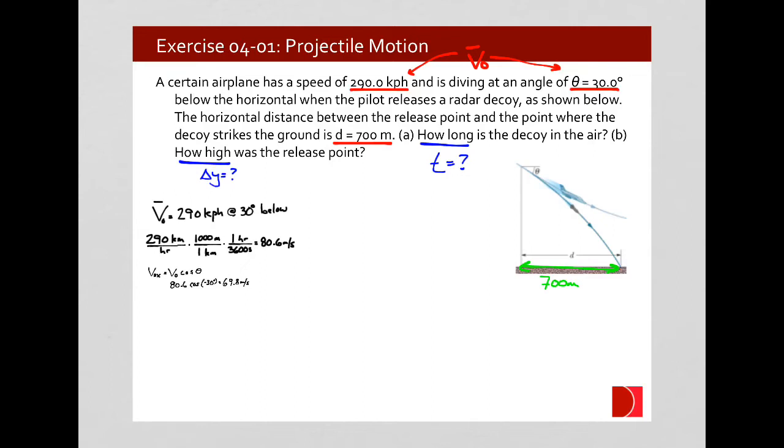If we look at the velocity in the y direction, that should be v naught sine theta. Here that is 80.6 sine of negative 30 degrees, which gives us a negative 40.3 meters per second.